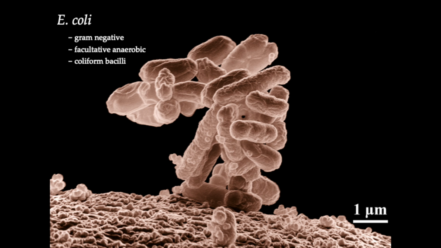E. coli is a gram-negative, facultative anaerobic, rod-shaped coliform bacteria of the genus Escherichia. It is commonly found in our lower intestines and feces. Most strains of E. coli are harmless, but others can cause urinary tract infections, gastrointestinal infections, respiratory illness, pneumonia, and meningitis.